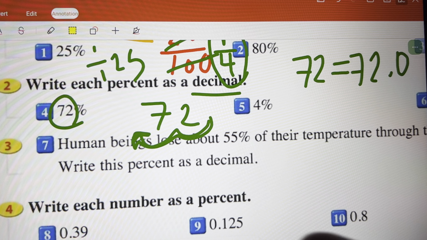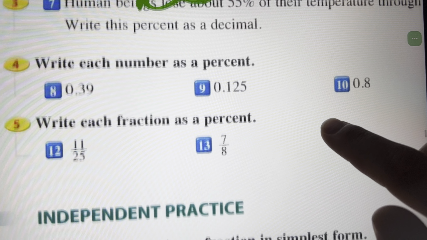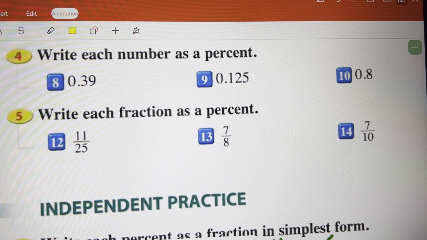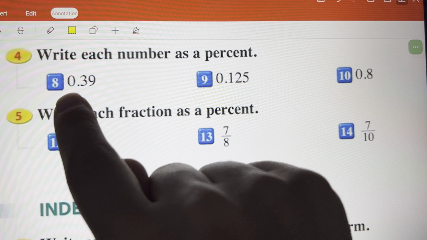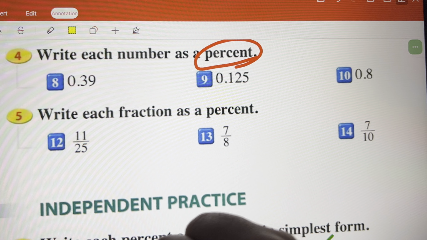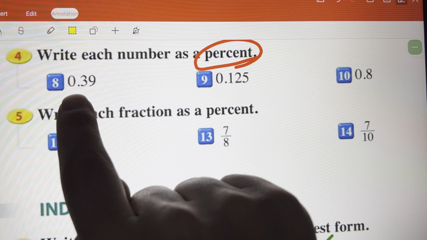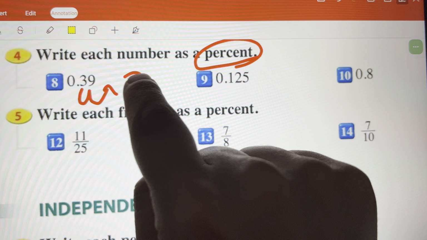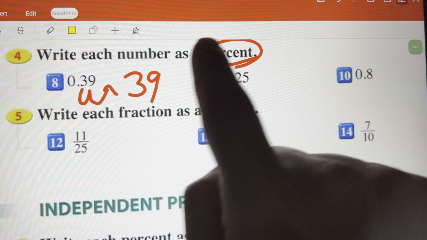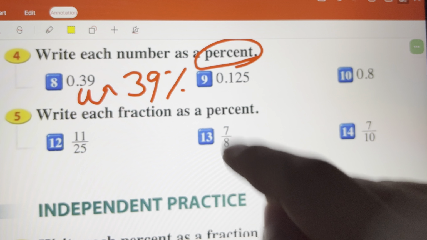That's my decimal. The third type of question says write each number as percent. To do this, we're going to undo the other one that we just did. That means the number is going to increase because I have got the word percent. So wherever I see the decimal point, I take it and I move it 2 steps to the right side. Then I'm going to get 39. Be careful, because I have the word percent, I should put back the percentage sign.